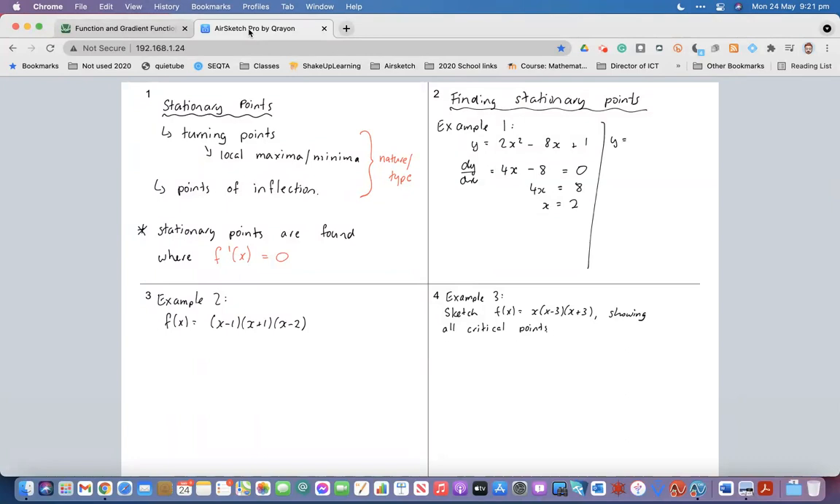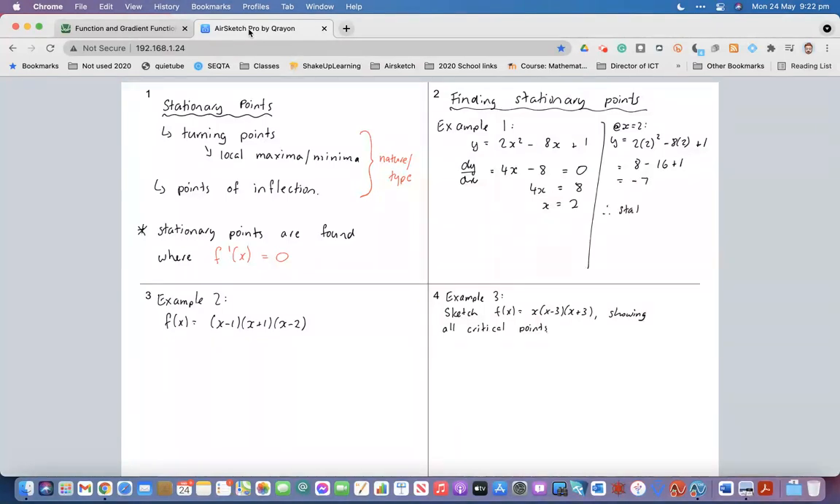So now I substitute in 2 for x in the function, not in the derivative, or the gradient function, but the original function, and I solve for y, like so. So I'm just substituting in. I'm now evaluating it, so that's 8 minus 16 plus 1. And 8 minus 16 is negative 8 plus 1 is negative 7.